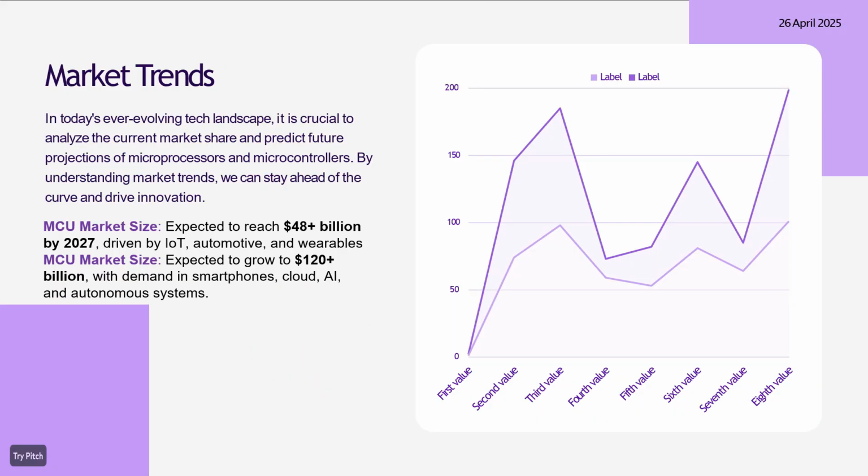The market trends. The MCU market size is expected to reach $48 billion by 2027, driven by IoT, which is very recent nowadays, which needs automotive and wearables. But the MPU market size is expected to grow to 120 plus billion with demand in smartphones, cloud AI, and autonomous systems.